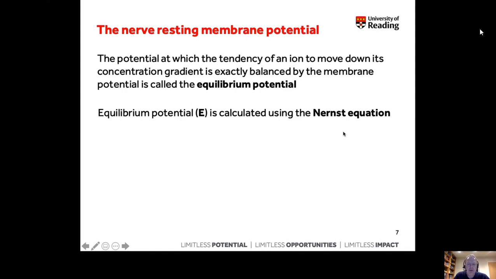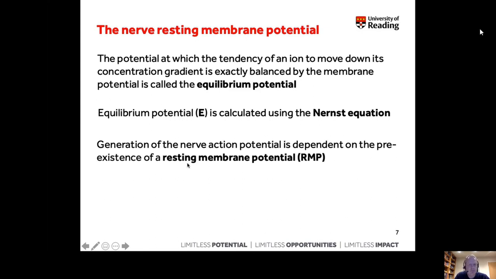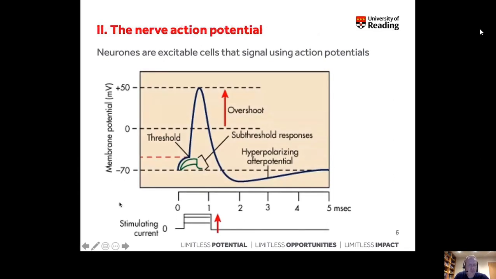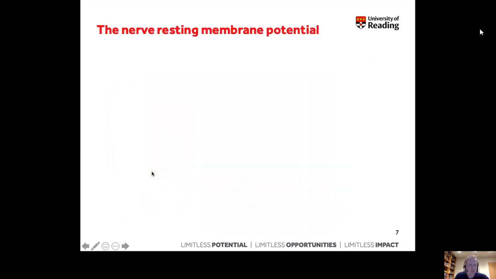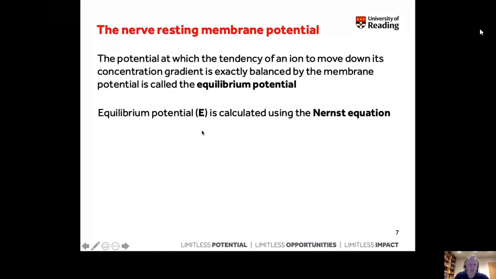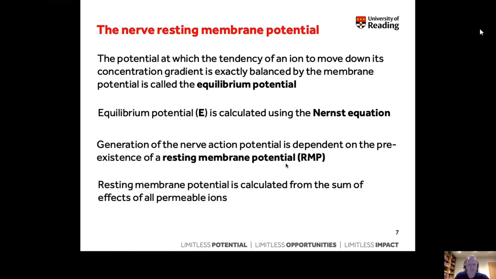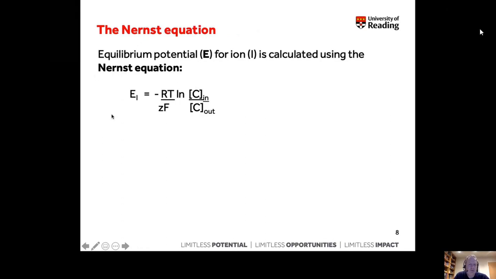Equilibrium potential is calculated by something called the Nernst equation. Nernst was a physiologist who originally set this equation up so that we can calculate the equilibrium potential for different ions. Generation of the nerve action potential is dependent on the pre-existing resting membrane potential. We saw that the resting membrane potential is usually around -70 millivolts, and we'll see the reason for that when we look at the main ions that set the resting membrane potential. The resting membrane potential is calculated from the sum of all the permeant ions, and this is the Nernst equation.